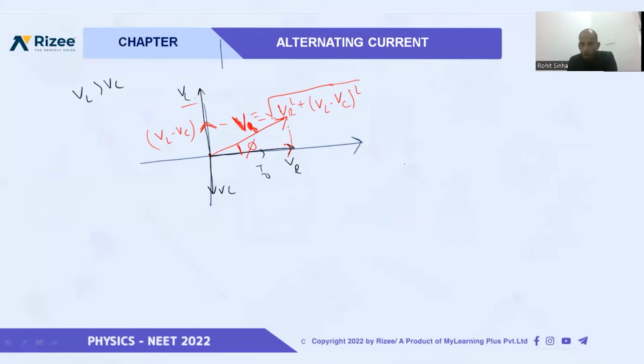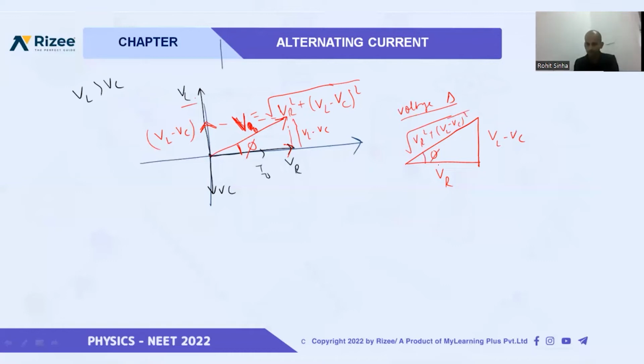Now you should remember this triangle. This is called the voltage triangle. What is the voltage triangle? This represents VR. This represents VL minus VC. And this we got as the square root, by using Pythagoras, of VR square plus VL minus VC whole square. And this is represented by the angle phi, that is the phase difference.